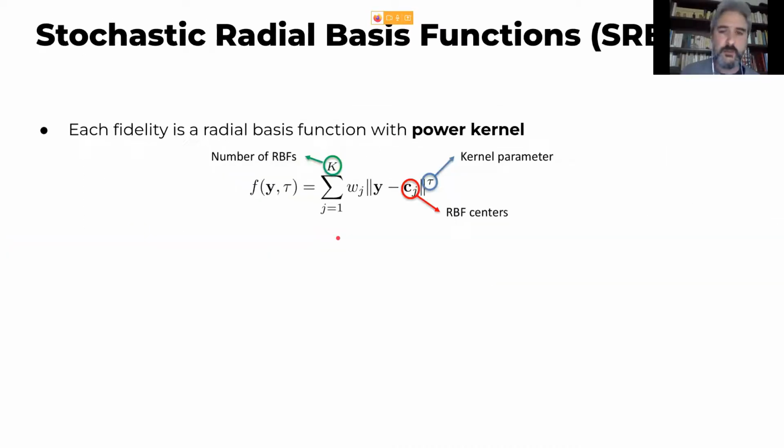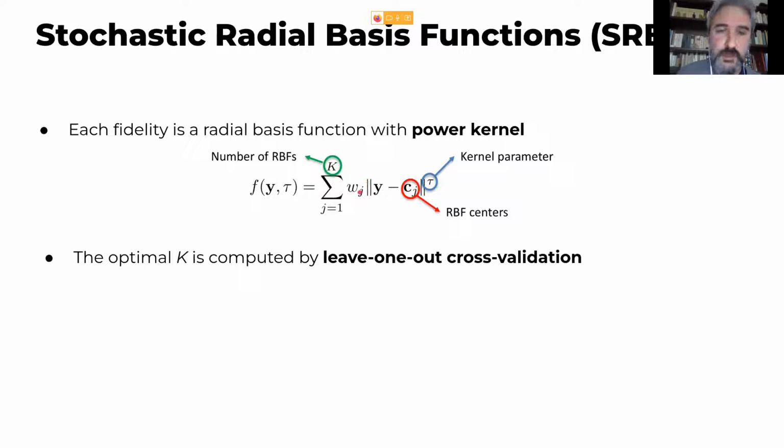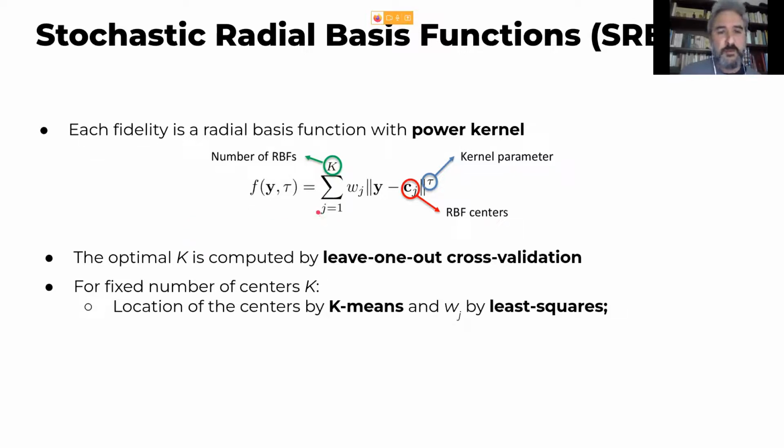Now, another thing that I want to mention is a couple of details on how we choose the number of centers for our radial basis function, the location, and the coefficients W of the linear combination of the kernels. The optimal number of radial basis functions is computed by leave-one-out cross validation. So we repeat the analysis for a lot of different cases. For each K, depending on how many centers we're using, either we have enough centers to do interpolation, or we don't have enough centers, and then we do least squares.